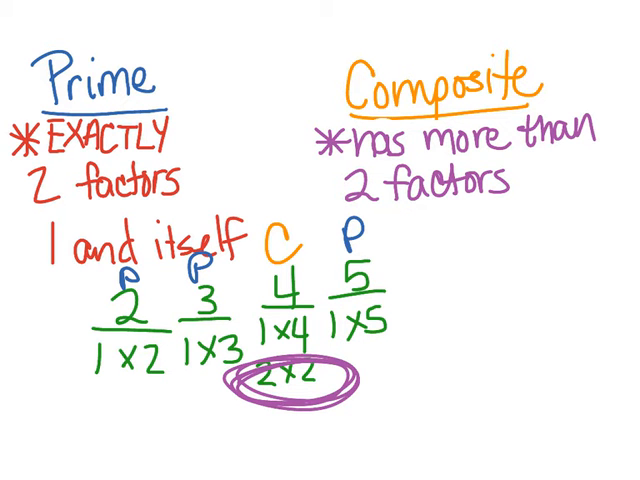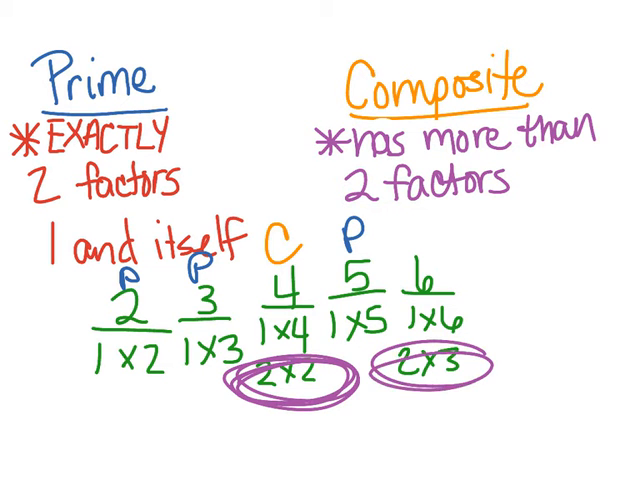The number 6, we have 1 times 6. And is there anything else? Yes, there is. There's 2 times 3. Again, there's something besides 1 and itself. The fact that there's something besides 1 times 6 means it has to be a composite number.